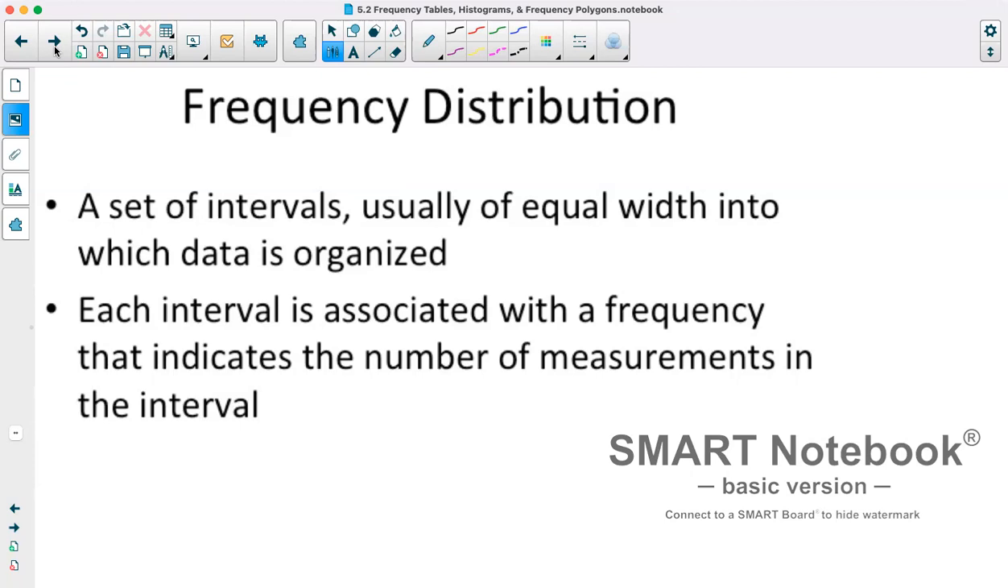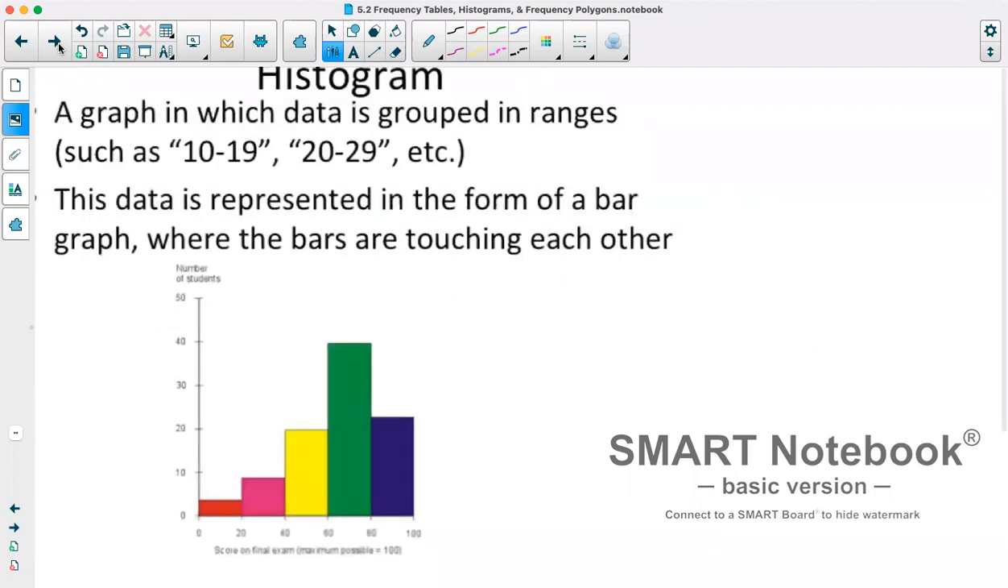Now, we then have a frequency for each of those intervals that indicates how many times a measurement in that interval has occurred. So we'll look at how that data is sometimes graphed, which is in a histogram. Histograms are like bar graphs.